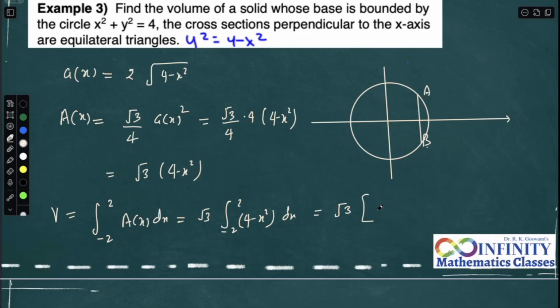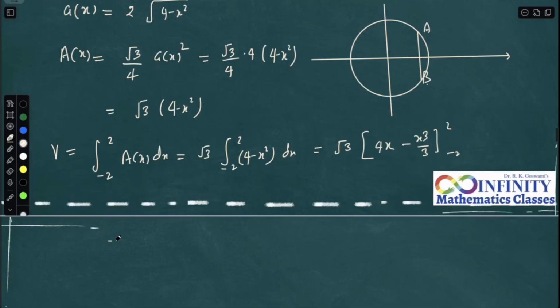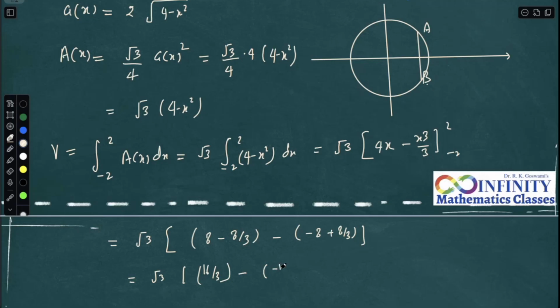The integration of 4 is 4x, right? What is the integration of x square? Is it x cubed by 3? Right. From minus 2 to 2. Plug the values. When you plug 2 there, 4 twos are 8, minus 8 by 3. And when you plug minus 2 there, it is minus 8, minus, plus positive 8 by 3. So 8 minus 8 by 3 is going to be 16 by 3. This is going to be negative 16 by 3.